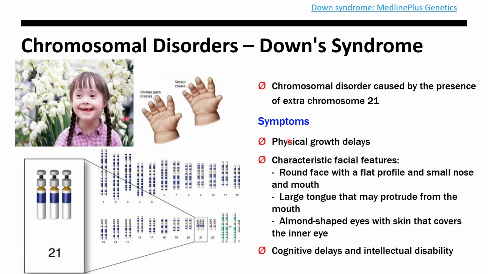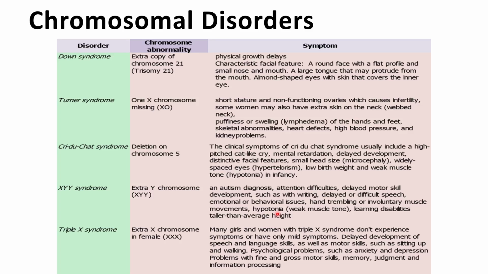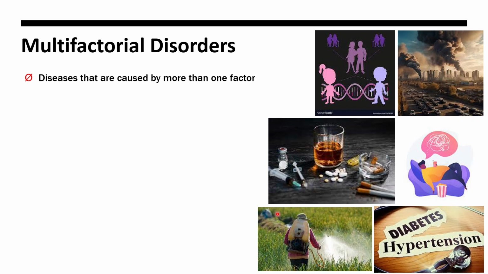It can cause physical growth delays, and different characteristic facial features like a round face, large tongue and almond shaped eyes, skin that covers the inner eye, and cognitive delays. These are some symptoms that you can see. And here you can see some of the other chromosomal disorders that we find in daily life.